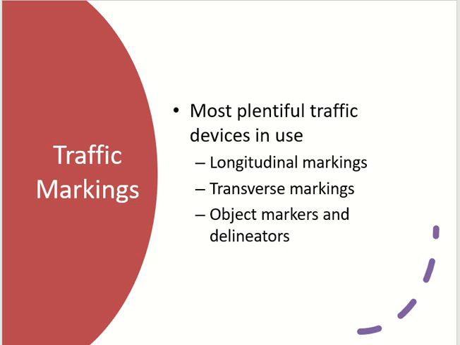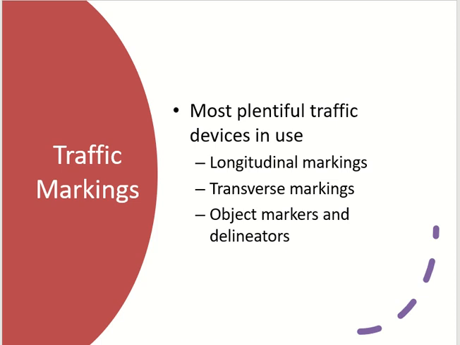Longitudinal means what? Which markings are longitudinal? Between the lanes. Okay. Anything else? The shoulder. Arrows. Yes. Okay, so you get the idea. The shoulder, the lanes. The edge of the road, white lines. Okay. All these are longitudinal.